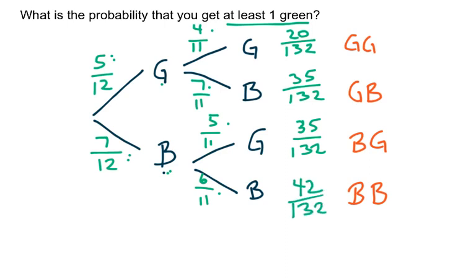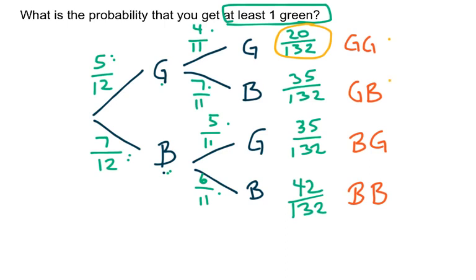Now I've got all the possible outcomes with their probabilities. I just need to answer the question I was given. The question says, what's the probability I get at least one green? So that's one green or more in my outcomes. Well, let's take a look at them. Here I have green, green. That definitely has at least one green, so I need to count these successes.